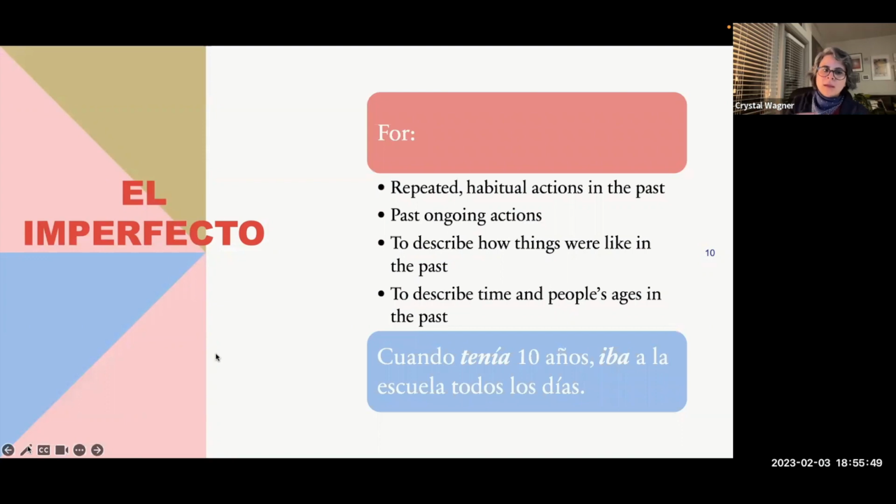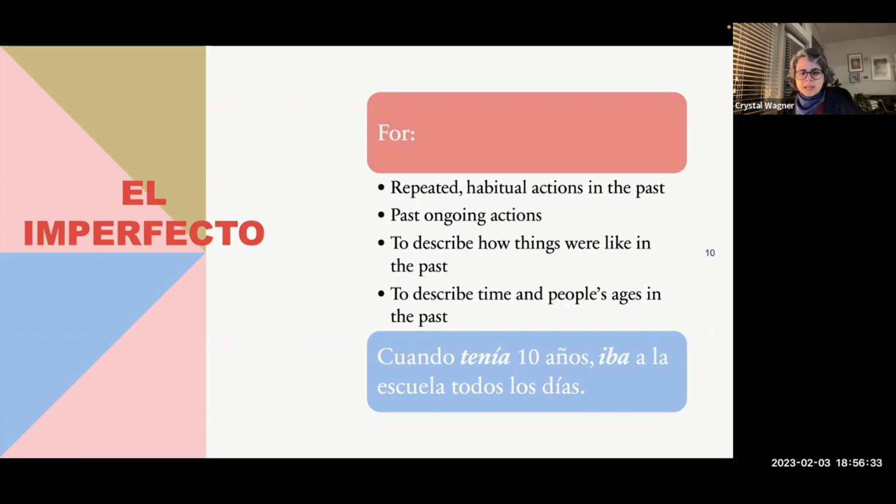But for now, el imperfecto is for repeated habitual actions in the past. And this is important because versus the preterite, where it's a one-time event, something that happened once, this is repeated, something that is like a habit, etc. Also past ongoing actions, so something that used to happen or would happen, also to describe how things were like in the past. And so you can think of this as descriptions, right? So basically like something that used to happen in the 18th century, or maybe it's a description of how a day was. Any of those are for the imperfect.